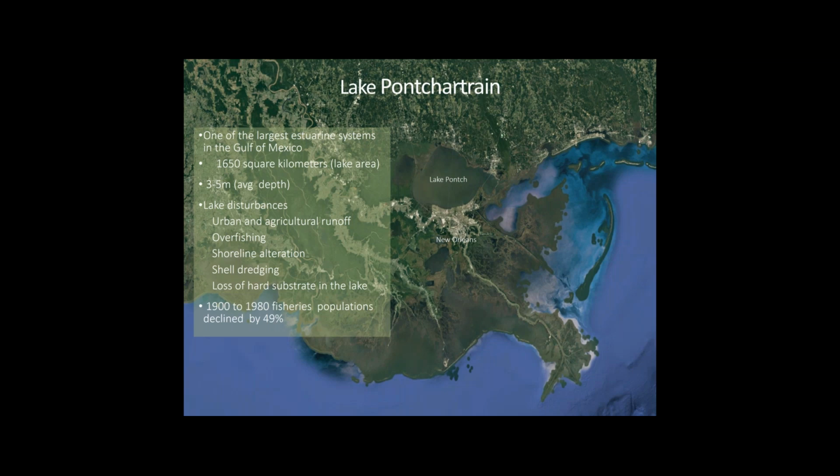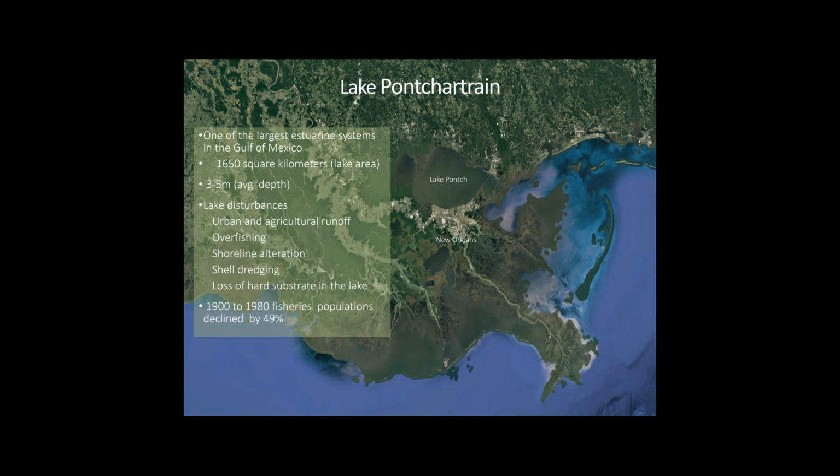So for those of you who are not familiar, Lake Pontchartrain is one of the largest estuaries in the Gulf of Mexico. It's shallow, averages about 3 to 5 meters in depth. It's been subjected to a fair number of disturbances: urban and agricultural runoff. You see on the south side of the lake there, that's the city of New Orleans. Heavy overfishing in the 60s, 70s, and 80s, shoreline alteration, shell dredging, general loss of hard substrate in the lake. And one paper says that between 1900 and 1980, fisheries declined by 49% in the lake.